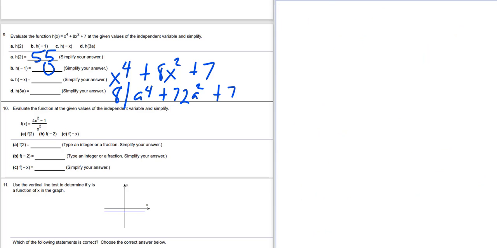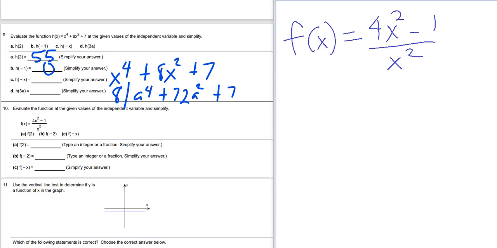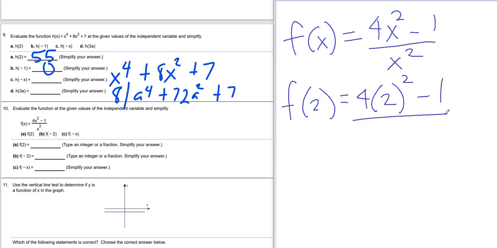Number 10, evaluate the function at the given values of the independent variable and simplify. This time, we have a function named f of x. It is 4x squared minus 1 over x squared. So they're giving you a preview of another kind of function that we will do later, a function that has a fraction in it. It's called a rational function. They ask for f of 2. So that's going to be 4 times 2 squared minus 1 over 2 squared.